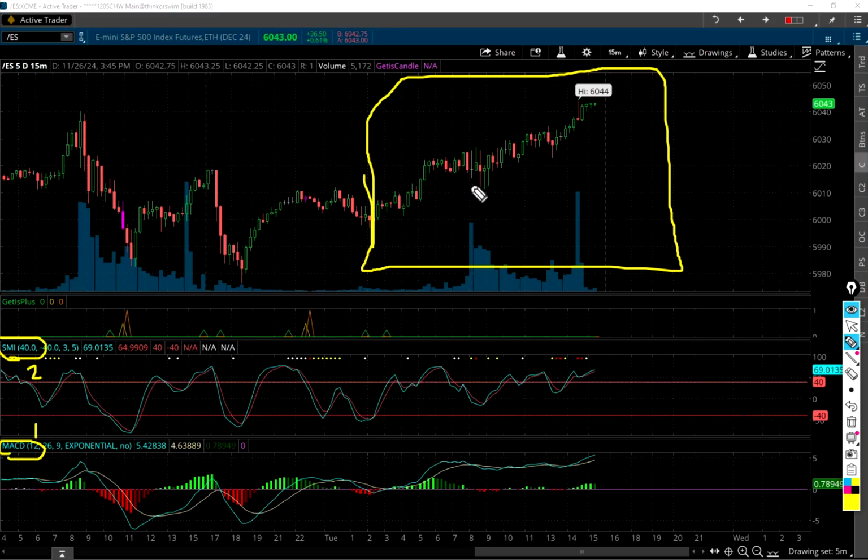Where is like the absolute positive? There's a couple spots actually. One's a little better than the other, but they're both good.